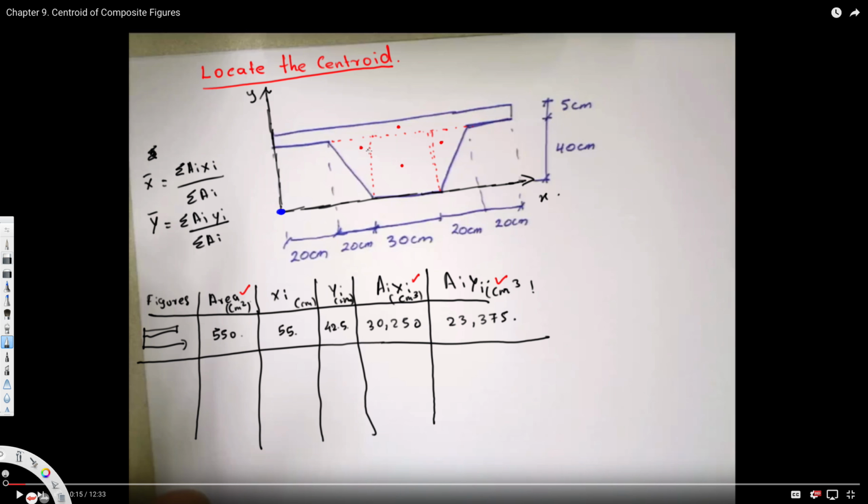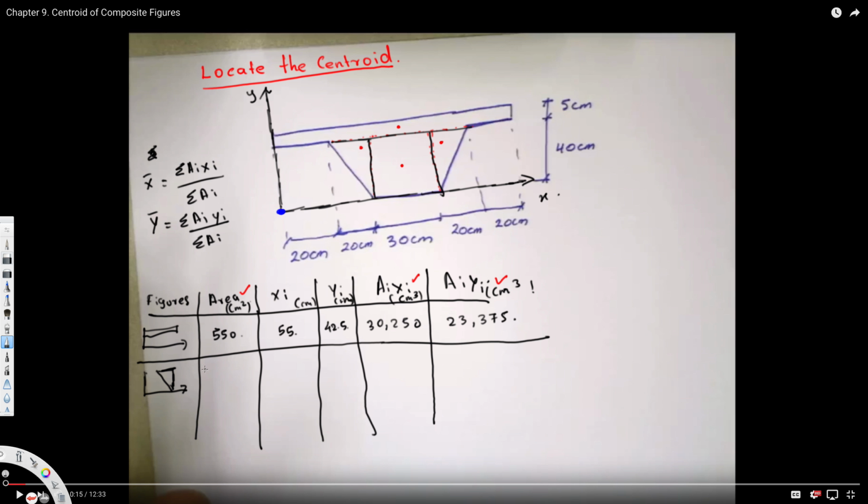Then let's move to the next part. I'm taking this triangle right here. Let's make it darker. So this triangle, I'm taking this triangle. Let's draw this one. This is going to be the shape right here.